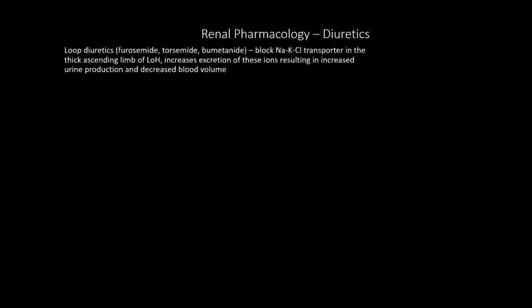Probably one of the most common, if not the most common one that we see, at least in the hospital for sure, is loop diuretics. Furosemide, torsemide, bumetanide, or Bumex. They actively block the NKCC transporter in the thick ascending loop of Henle. Increased excretion of these ions results in increased urine production and decreased blood volume. So it's like our textbook diuretic effect, it just prevents you from reabsorbing the ions, and that draws the water with it. So let's talk side effects of loop diuretics, Mike.